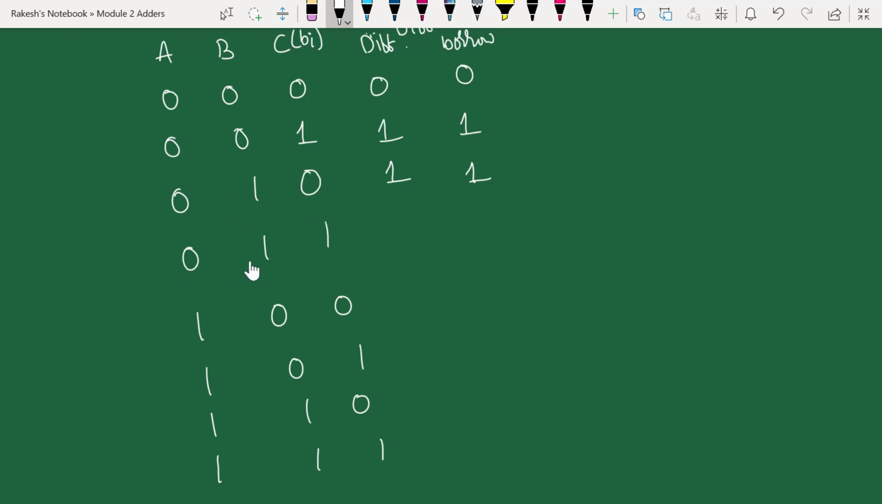Similarly, if you look at here, 0 minus 1 is not possible. That means you have to take borrow. 10 minus 1 will be 1, 1 minus 1 will be 0. Similarly, 1 minus 0 will be 1, 1 minus 0 will be 1. And similarly, if you take here 1 minus 0 will be 1, 1 minus 1 will be 0 and 0. If you look at here, 1 minus 1 will be 0, 0 minus 0 will be 0. Now 1 minus 1 will be 0, 0 minus 1 you have to take borrow. That means you are going to have 1 here. So this is how you are going to get the output.